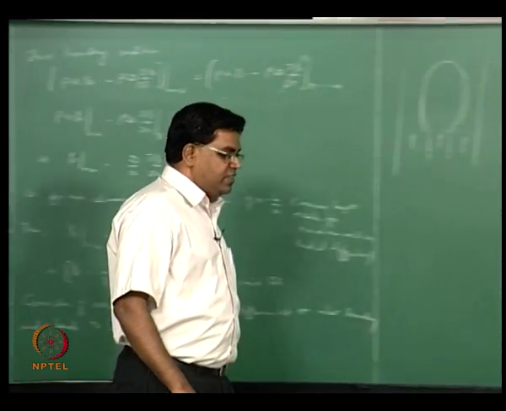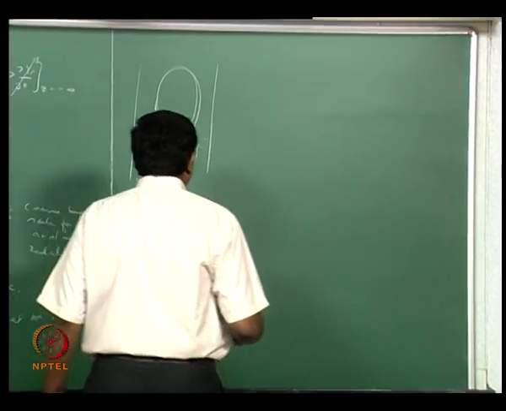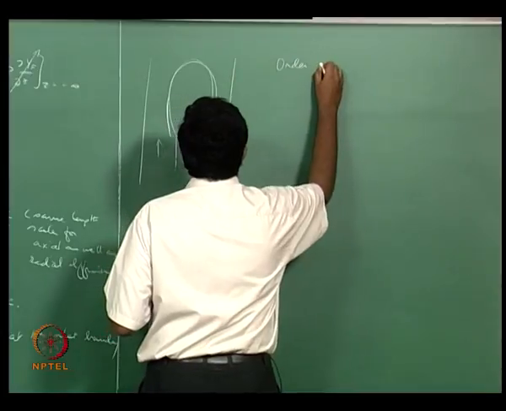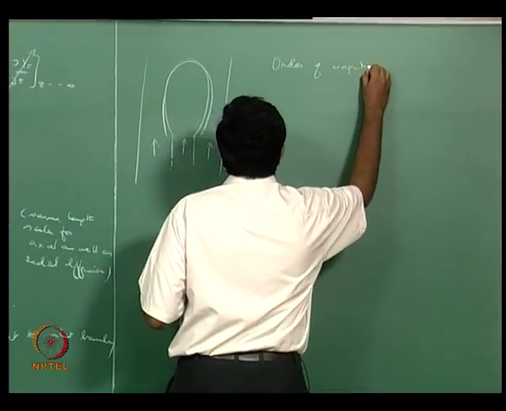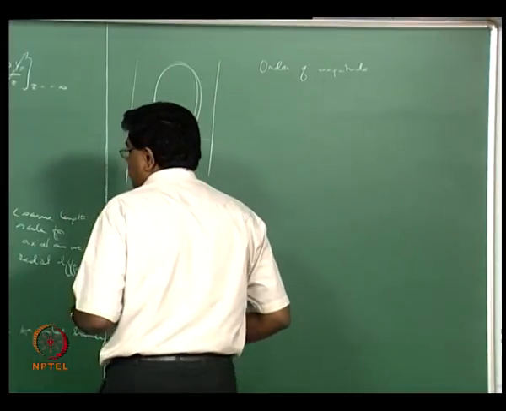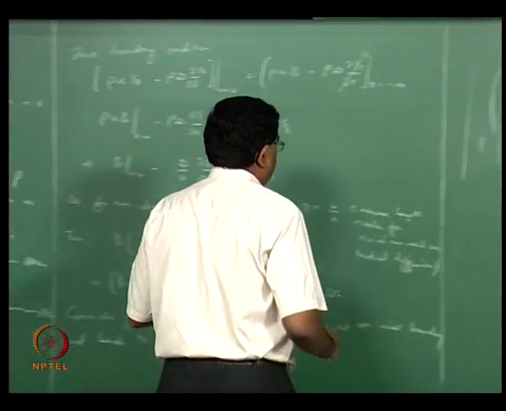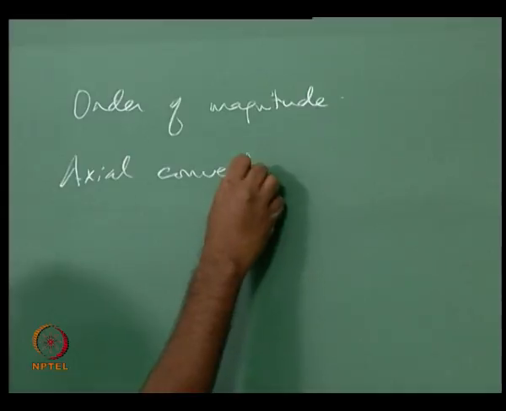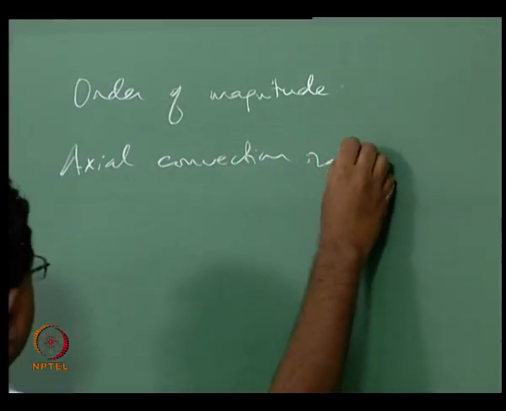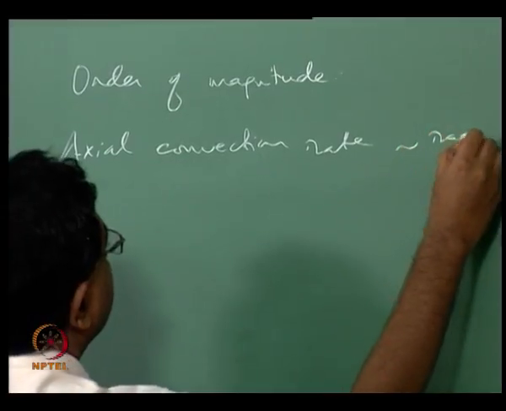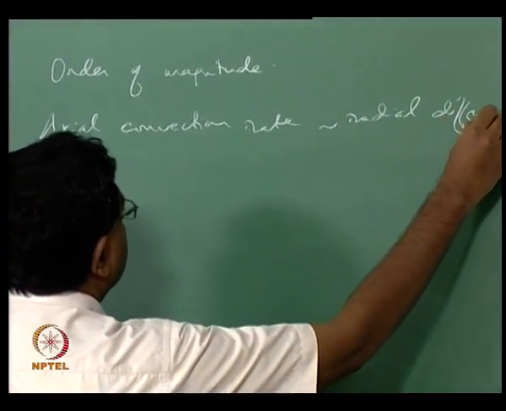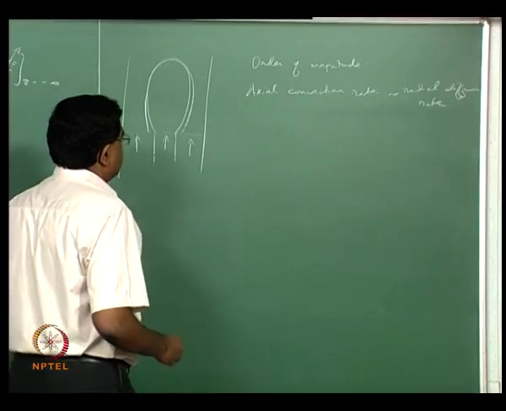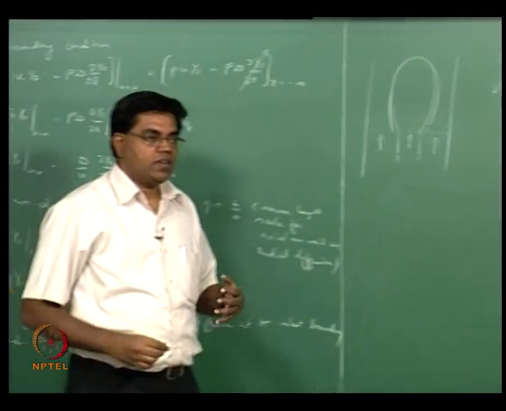So it's easy for us to actually look at what happens in an order of magnitude manner. So, order of magnitude: all we are saying in this problem is that axial convection balances radial diffusion, right. So what that means is you can now look at the axial convection time scale.